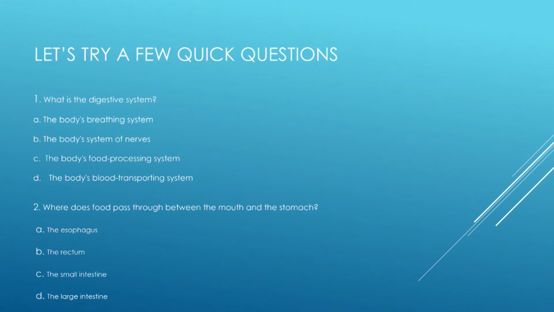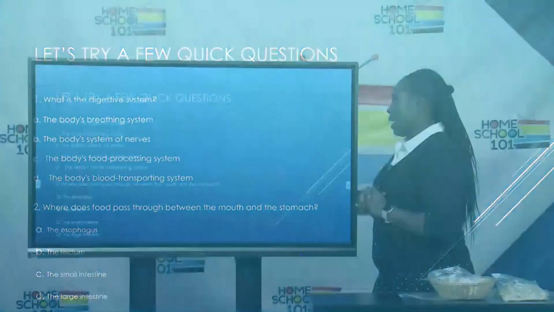Number 2, where does food pass through between the mouth and the stomach? A, the esophagus. B, the rectum. C, the small intestine. D, the large intestine. If you answered B, you would have been 100% incorrect. The answer is A, the esophagus.